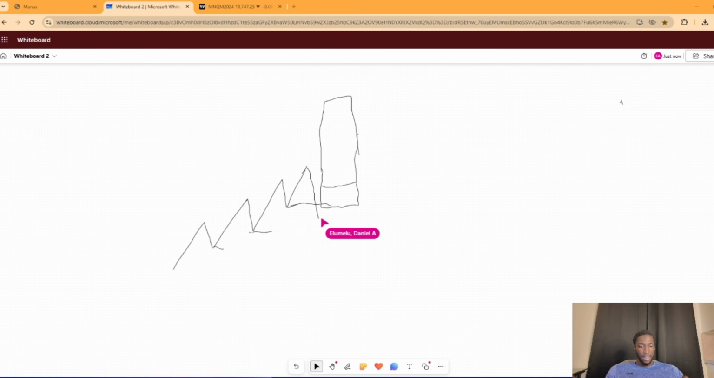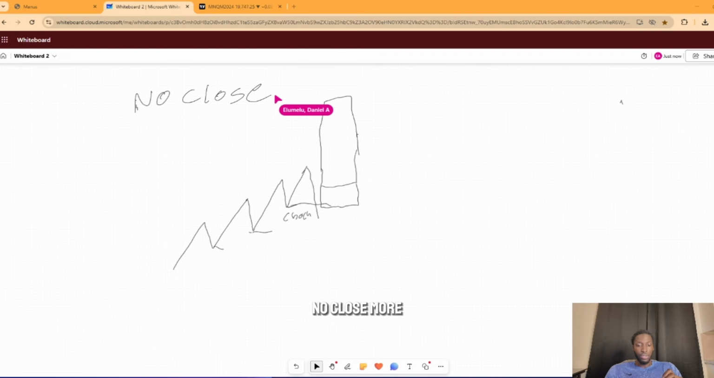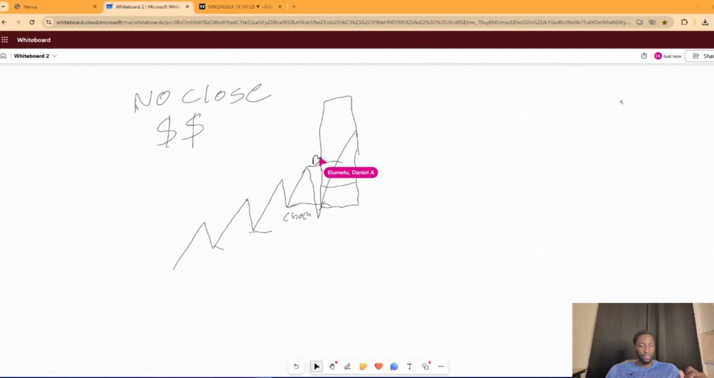You're like, but Dave, that's a change of character. I can just now go short. Well, it depends. Did the candle actually fully close underneath it? If the candle didn't close, no close, more than likely, that's a liquidity sweep and we're going higher. And you just got stopped out of your trade.